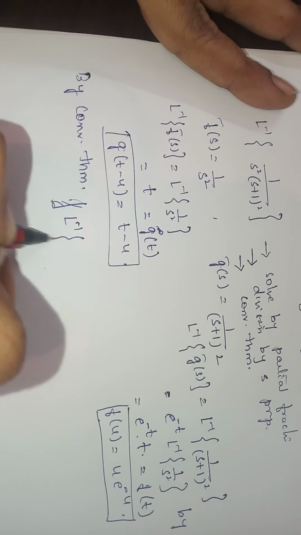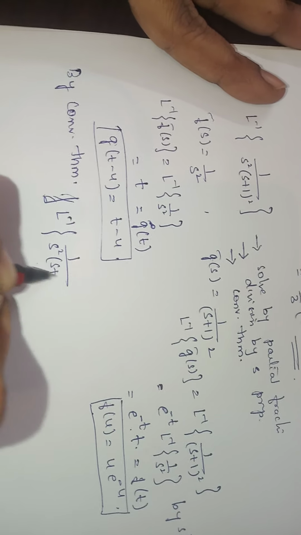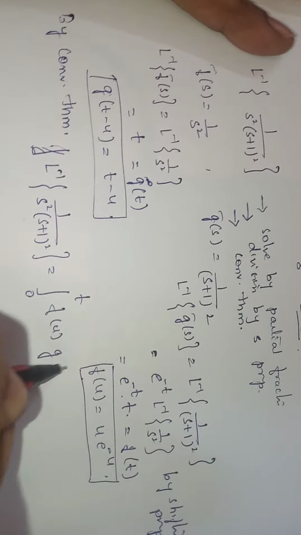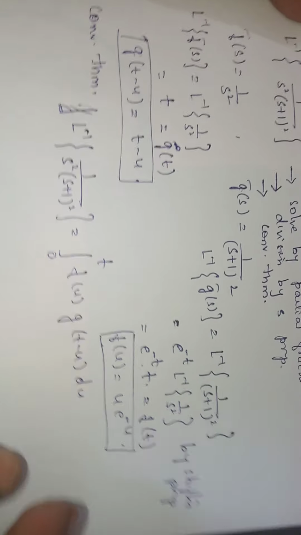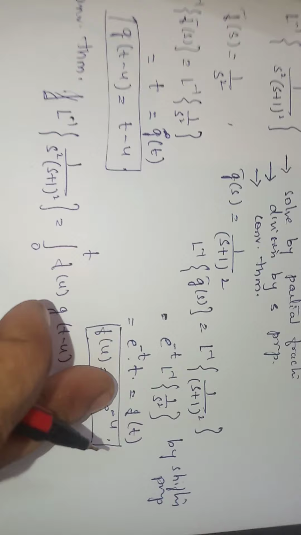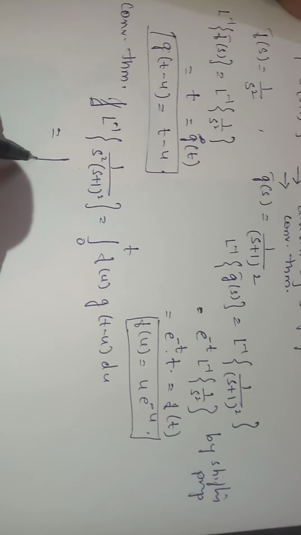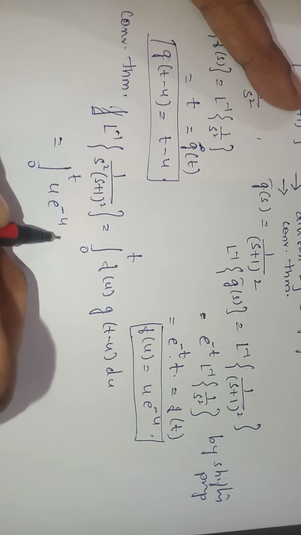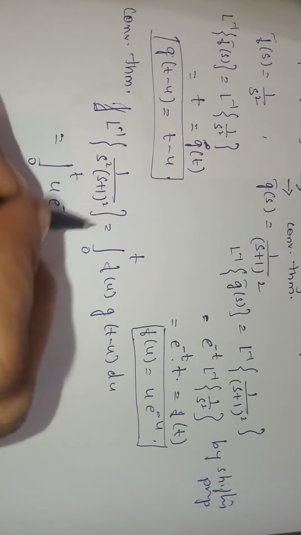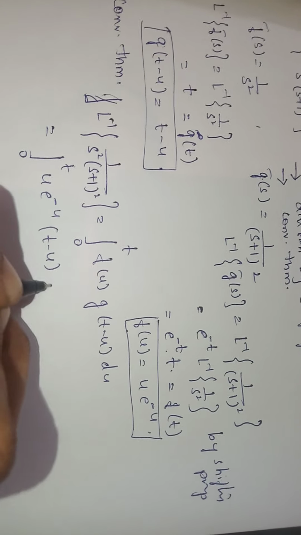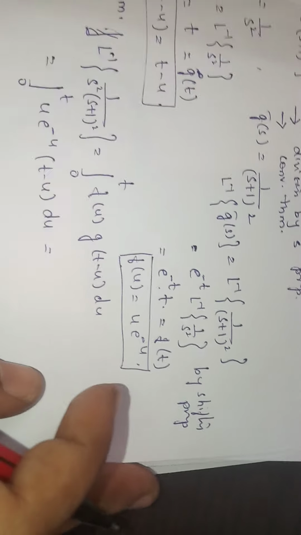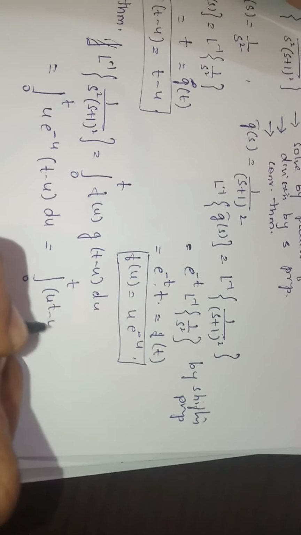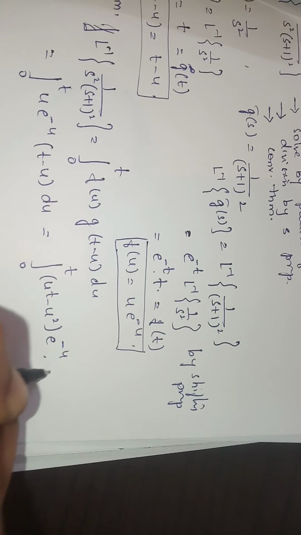Laplace inverse of 1 by s square into s plus 1 whole square will be equal to integral 0 to t f of u g of t minus u du. Because it is commutative, you can write either this as g or this as g. So now this becomes integral 0 to t, your f of u is u into e to the power minus u and your g of t minus u is t minus u du. So here everything is a function of u. So you can write this as integral 0 to t of u(t minus u) squared... e to the power minus u du.